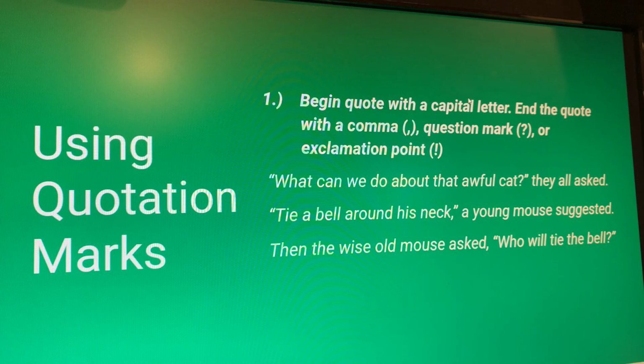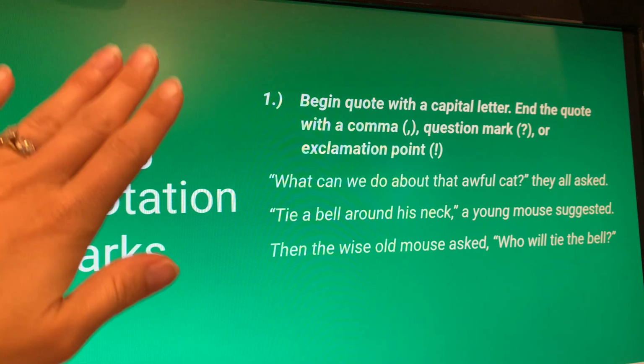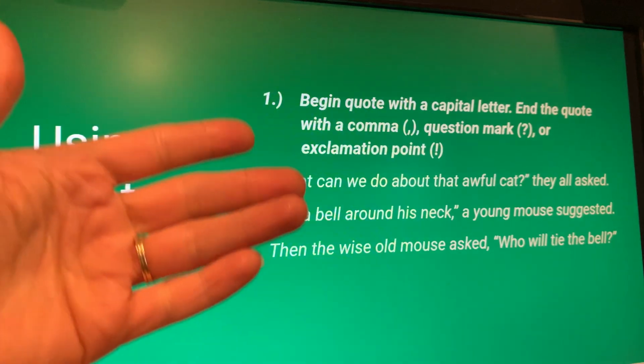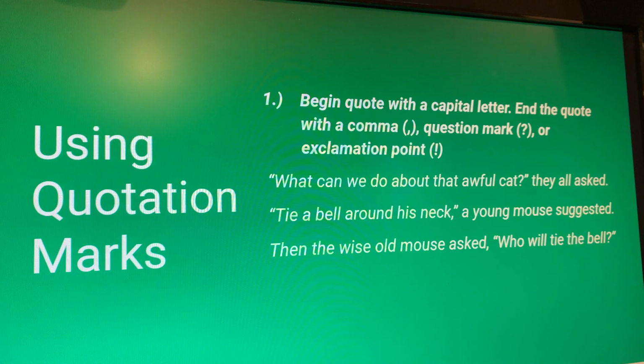Now the other thing we're gonna touch on today, and if you're in your book, you can turn to page 21. We're gonna touch on using quotation marks. You're going to begin your quotes. Quotations are when somebody is speaking. You mark that specially to know that it's actually words that are spoken. So you begin a quote with a capital letter, just like you begin sentences with capital letters. Be sure you begin your quote with a capital letter. You end the quote with a comma or a question mark or an exclamation point.